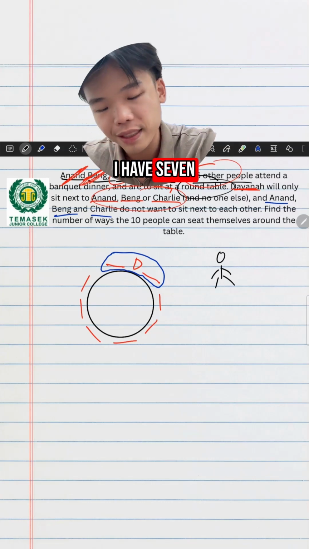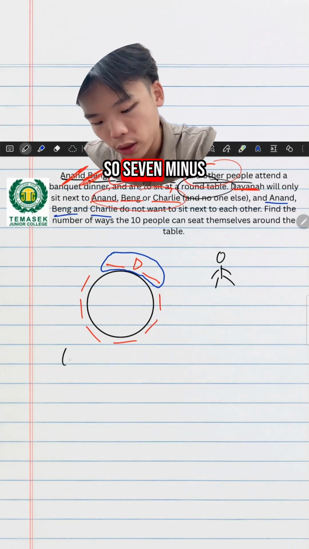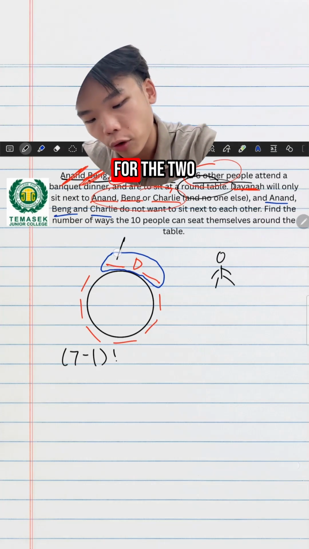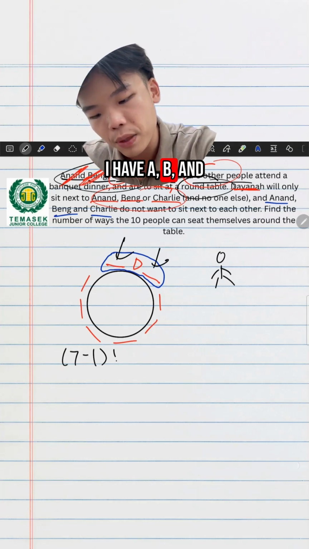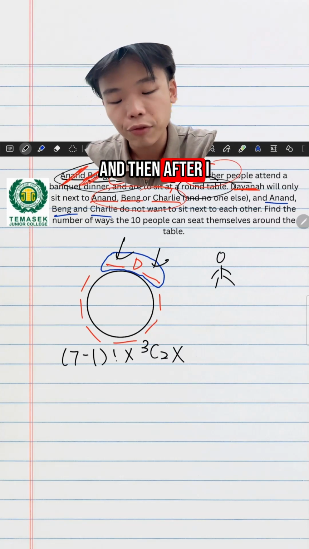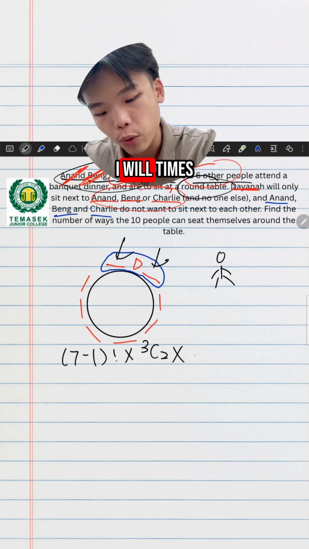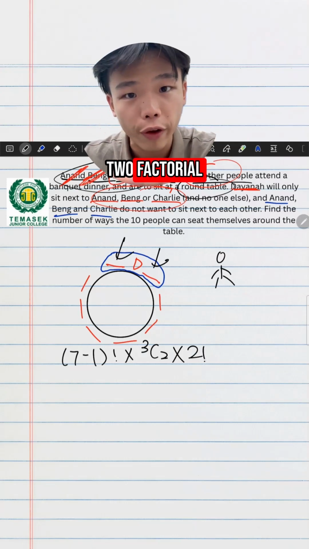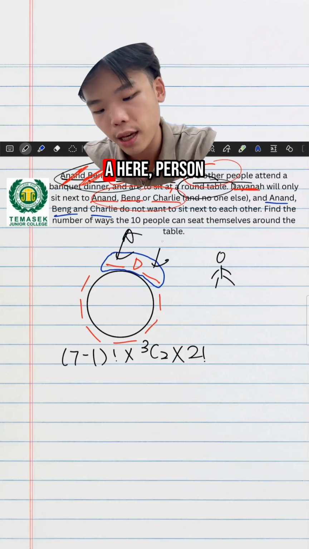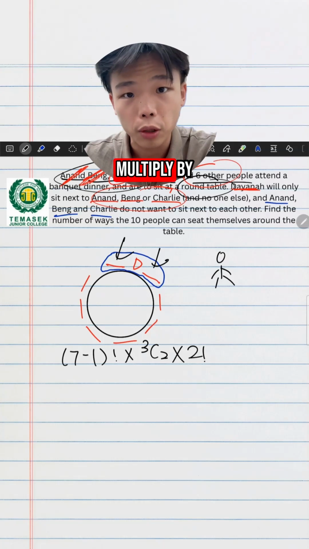So over here, I have 7 different unique groups. So 7 minus 1 factorial, right? Arranging these 7 different groups. And then for the 2 seats over here, right? I have A, B, and C that I could choose from. So therefore, I will have 3 choose 2. And then after I choose the 2 out from the 3 group, I will times 2 factorial, because there are 2 factorial ways of arranging these 2 people within that group, right? It can be person A here, person B here, or it could be person B here, person A here, right? So therefore, I need to multiply by 2 factorial.